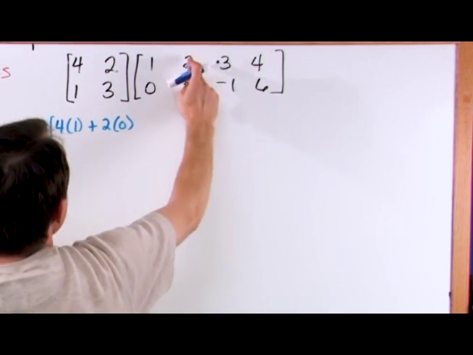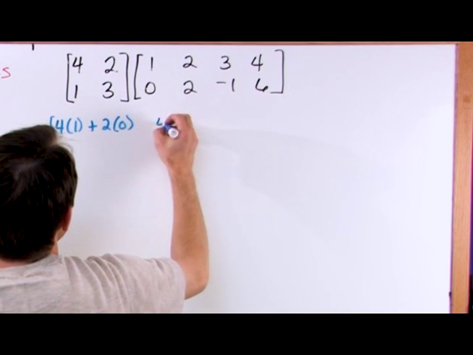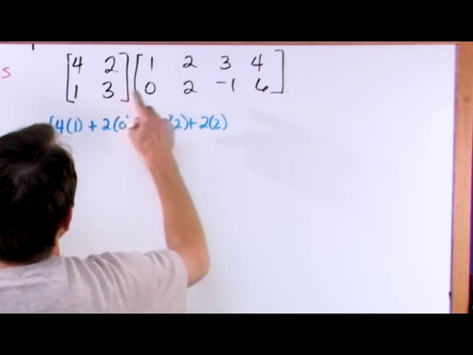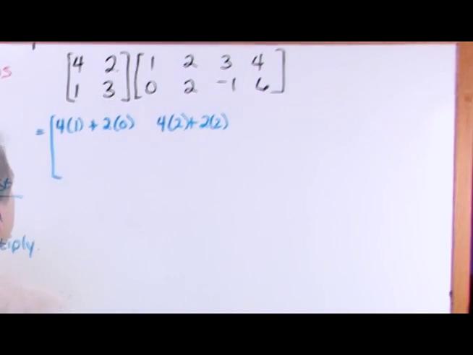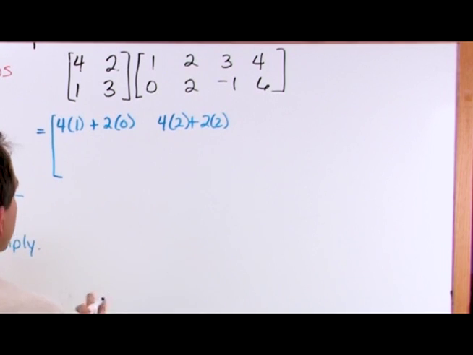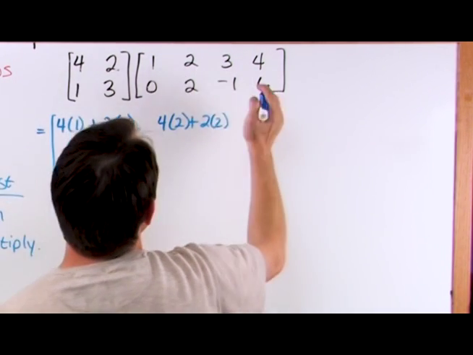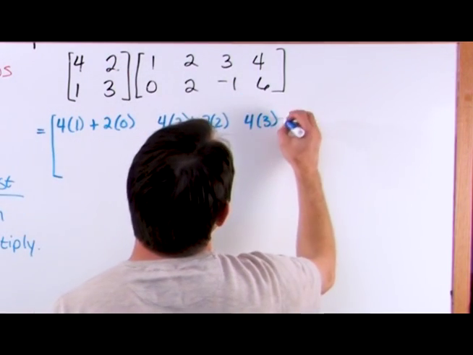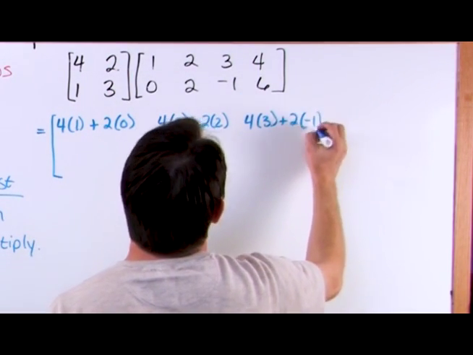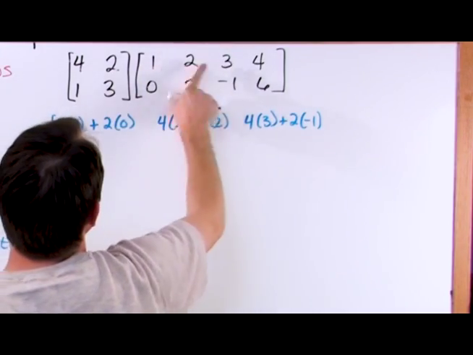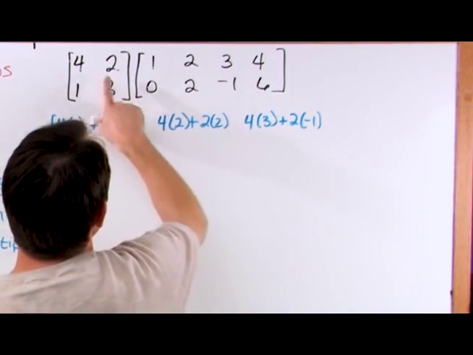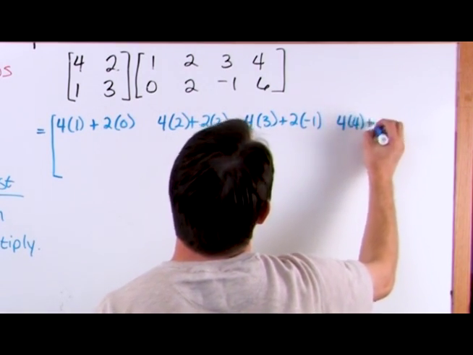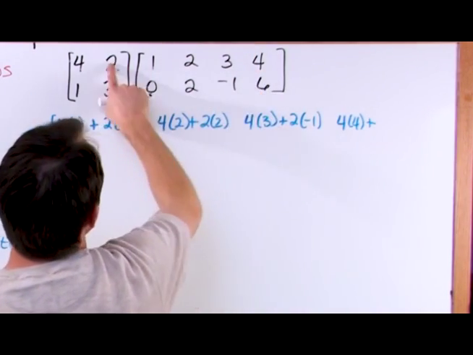Over and down in this column, okay? So you'll see the pattern after we work it a few times. 4 times 2 plus 2 times 2. We've gone over and down, okay? Okay, let's continue to the next one. We're going to go on and learn the pattern this way. 4 times 3 plus 2 times negative 1. Okay, we've gone over and down. 4 times 3, 2 times negative 1. And then the last one, going over and down over here, is 4 times 4 plus over and down 2 times 6.